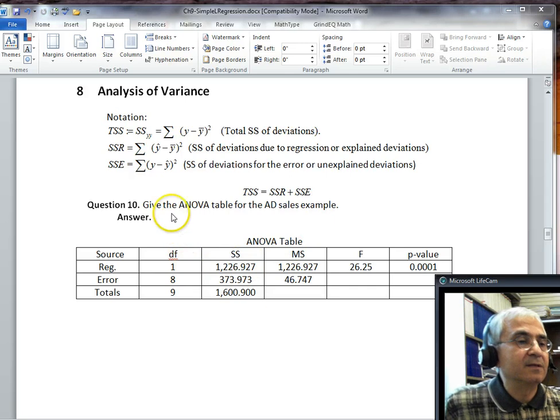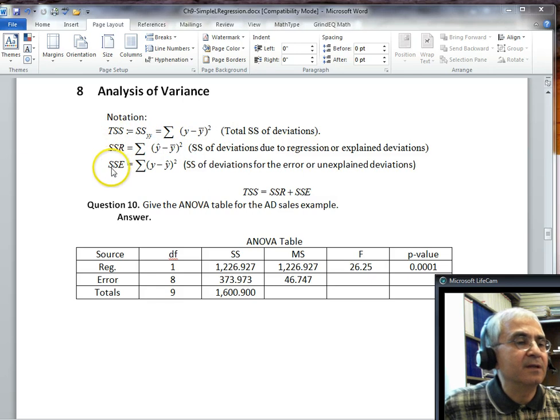First, you probably remember this one, SSYY, which is called the total sum of squares of deviation. It's y minus y bar, square it, and add all of these. So that's the deviation from y bar, the square of that, and that's the sum of the squares of the deviations. That's called the total deviations.